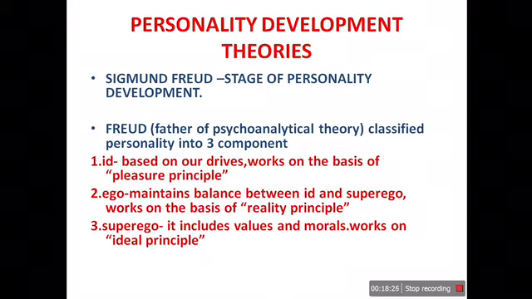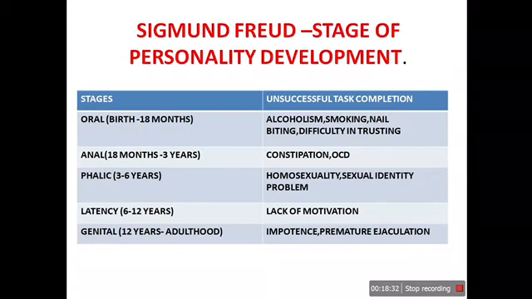So Freud told that the personality is composed of three components, and his stages of personality development theory says there are different stages in your personality development. In every stage, a type of personality development is happening. He says that the first stage is the oral stage. Oral stage is from birth to 18 months. So this stage is called the oral stage. In the oral stage, the baby feels pleasure in the oral area.